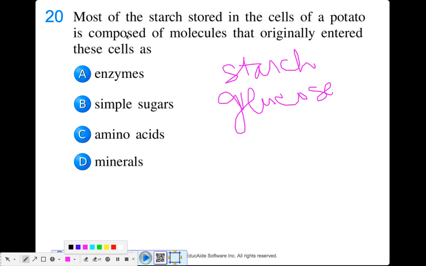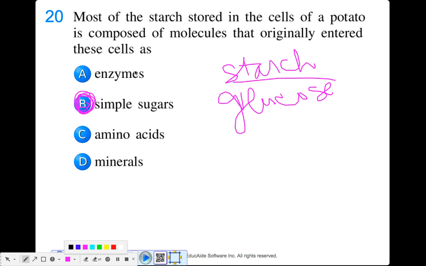So starch, when during photosynthesis, plants take carbon dioxide and water from the environment, and together with sun and some enzymes, they produce glucose. Then they link up all those glucose into chains of starch and store them for when more is needed. So starch in cells originally came in as sugars through the process of photosynthesis.